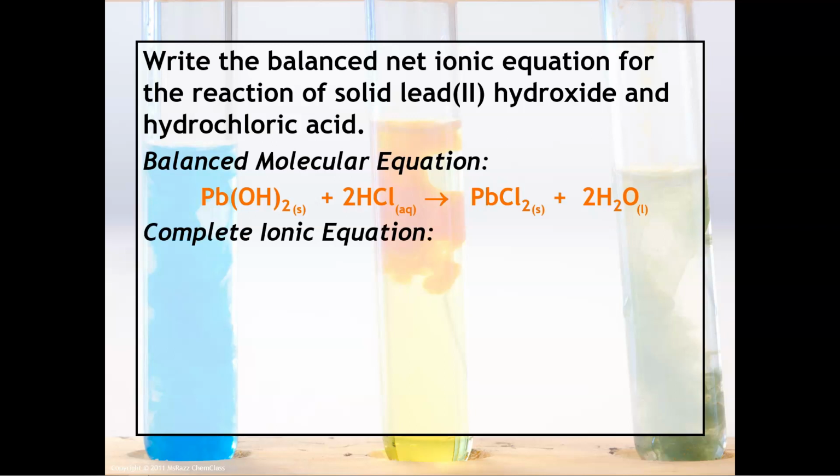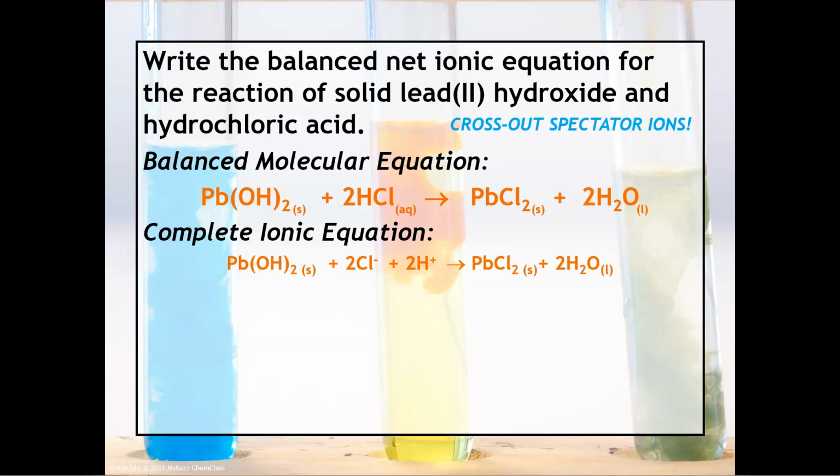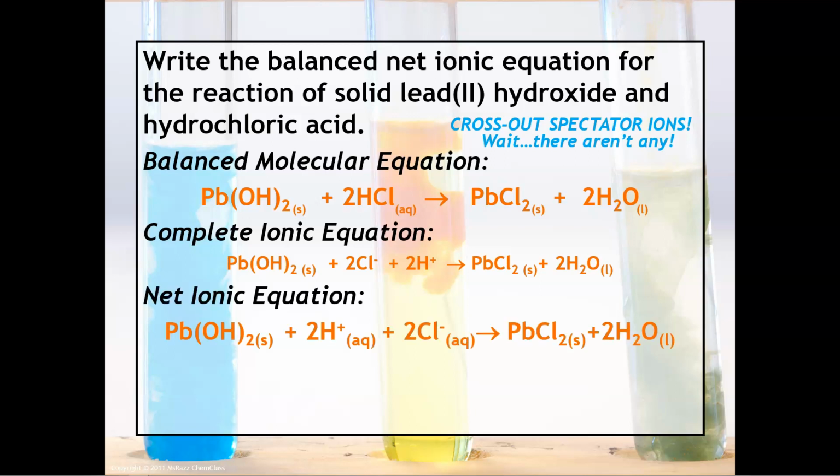Let's do the complete ionic equation. So remember, anything that's aqueous is going to break apart. Anything that's a solid and anything that's a liquid is going to stay together. It is not going to dissociate. So notice that the lead-2 hydroxide, the lead-2 chloride, and the water all stay intact. They are not dissociated. However, we can very clearly see that the 2 HCl that you have in the balanced molecular equation is now separated into those individual ions. Again, we have to cross out spectator ions, but guess what? There aren't any. So therefore, our net ionic equation is just going to be the same thing written all over again.